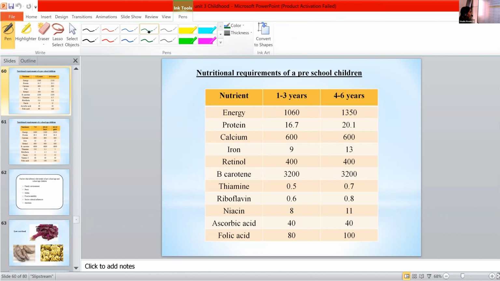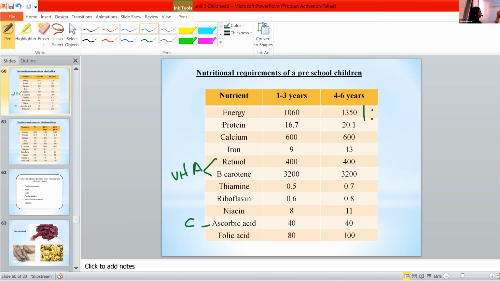The nutrients are energy, protein, calcium, iron, retinol, beta carotene, that's vitamin A, thiamine, riboflavin, niacin, ascorbic acid, vitamin C, and then folic acid. These are the nutrients they need. So for a 1 to 3-year-old child, their energy requirement is 1060. And for a 4 to 6-year-old child, it's 1350 kilocalorie.